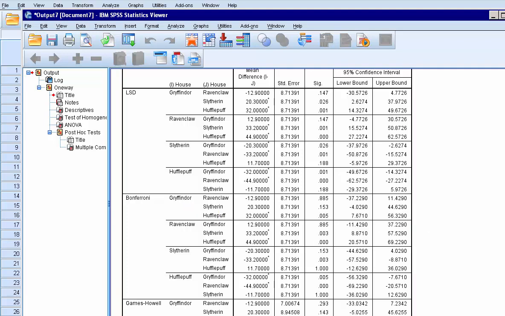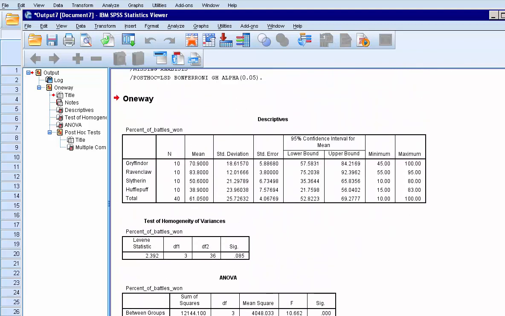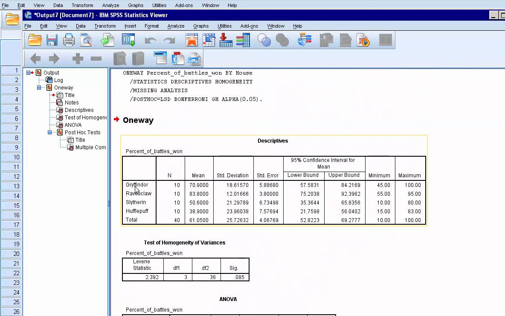And you can scroll back up to your means table. Gryffindor had a mean of 70.9. And Hufflepuff had a mean of only 38.9. So you can say here that Gryffindor wins more battles than Hufflepuff. Gryffindor students win more battles than Hufflepuff students.